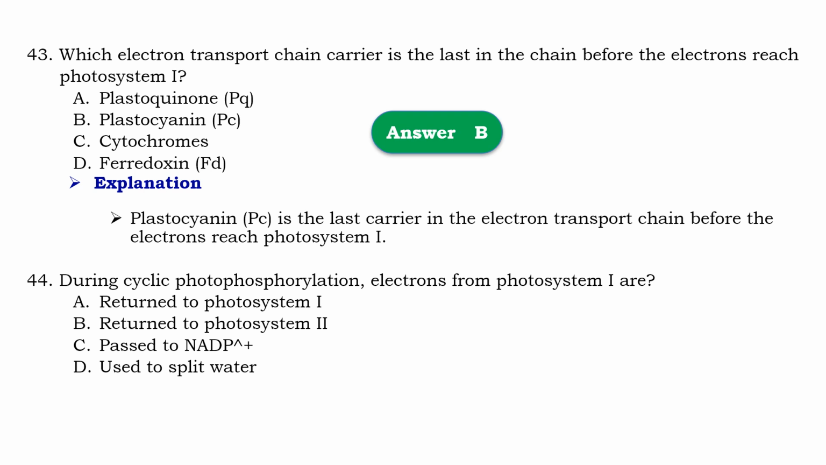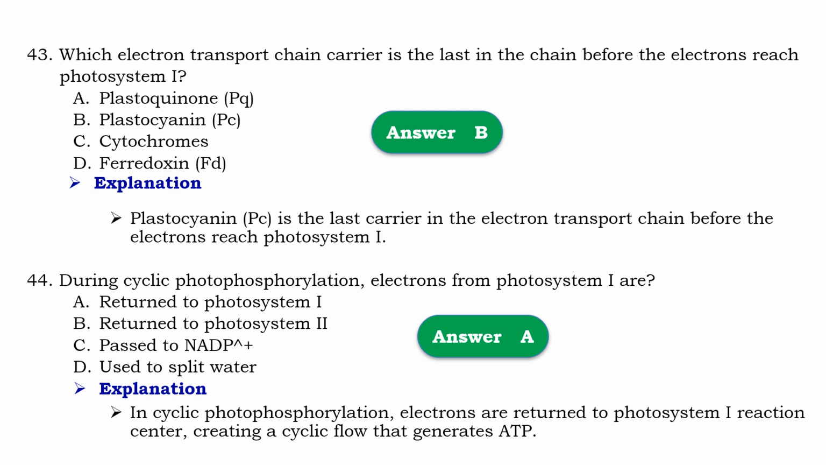Question number 44. During cyclic photophosphorylation, electrons from photosystem 1 are. So that should be A, returned to photosystem 1. Means that in cyclic photophosphorylation electrons are returned to photosystem 1 reaction center, creating a cyclic flow that generates ATP.